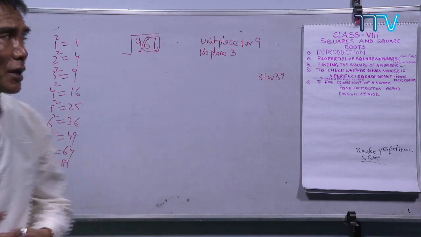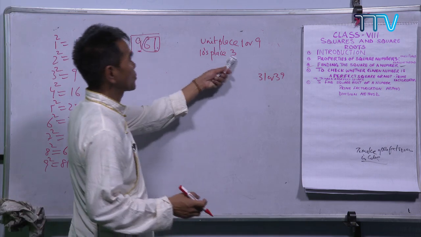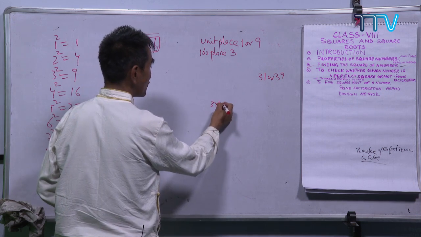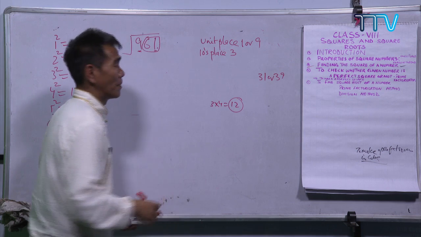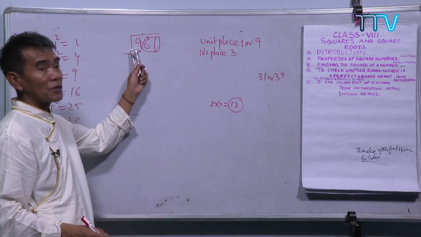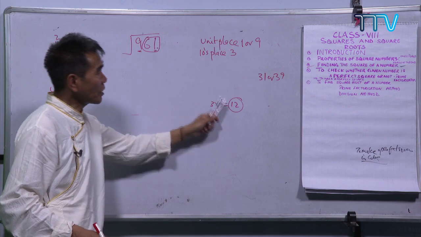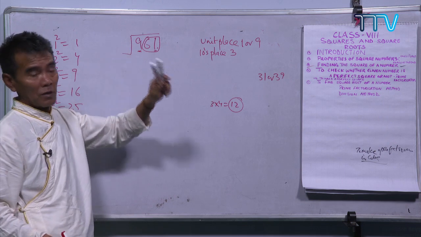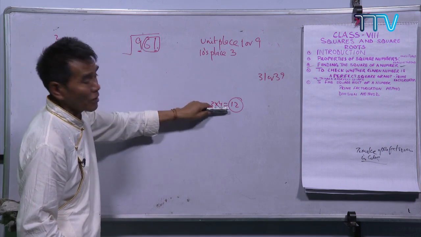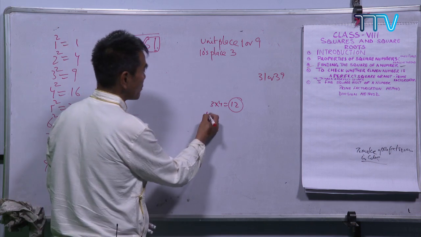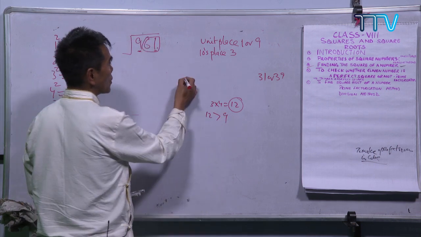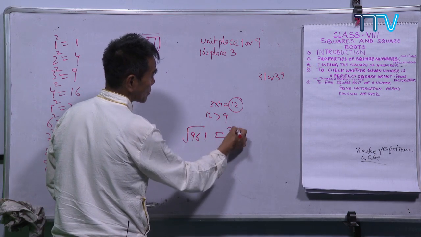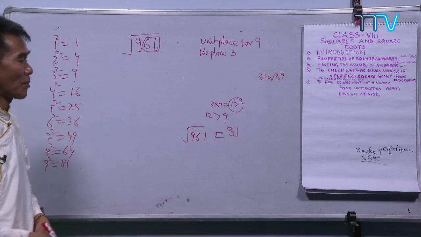Take the tens digit 3, and its next number is 4. 3 multiplied by 4 is 12. Compare this product with the number given. If the product is smaller, you take the smaller number; if the product is larger, you take the larger number. Here the product 12 is greater than 9. Therefore the square root of 961 is the smaller number, 31. That is how to find the perfect square root.